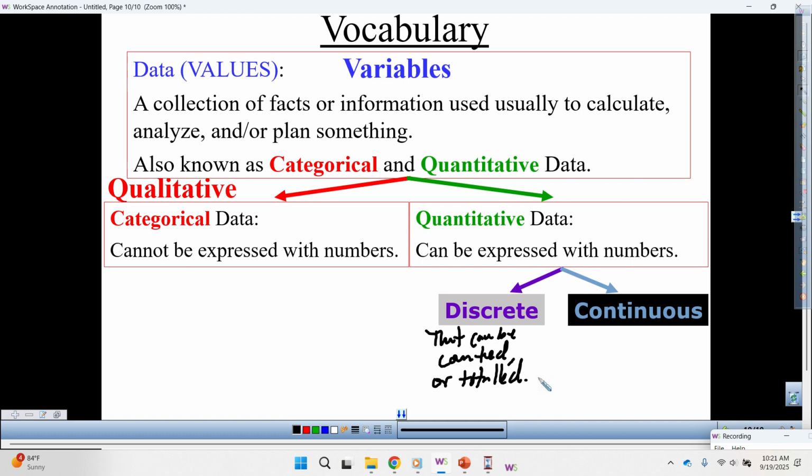For example, if I ask you to give me data such as this, pay attention to this part. Ready? How many students are in this classroom? Can you guys count them? Yes, that's what we call discrete data, when you can actually count them and have a total.